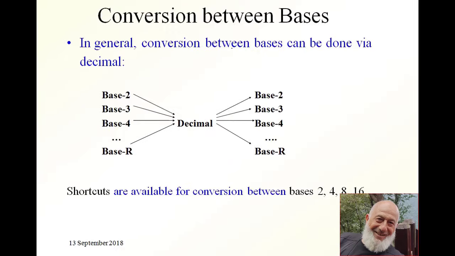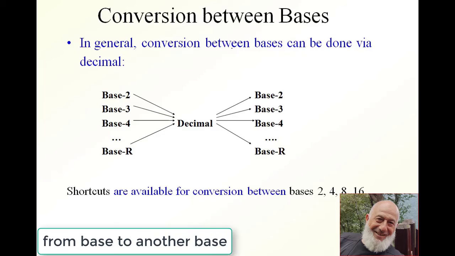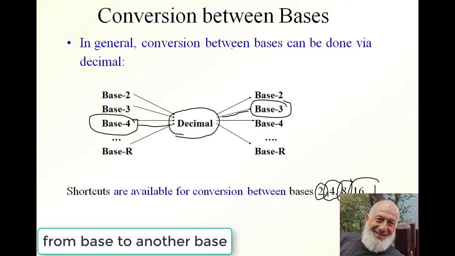Now, conversion between bases: if you want to convert, for example, from base 4 to base 3, the easiest way is to go through the decimal number. You convert first to decimal, and then you convert to base 3. There are some shortcuts for some systems, for the binary system, and base 4 system, and base 8 system, and base 16 system.